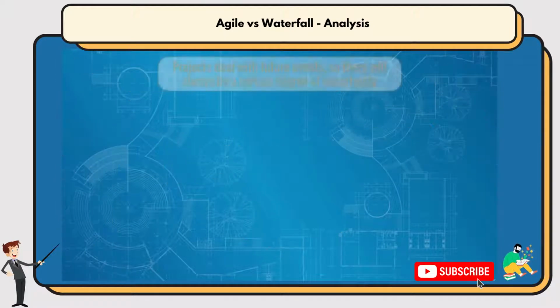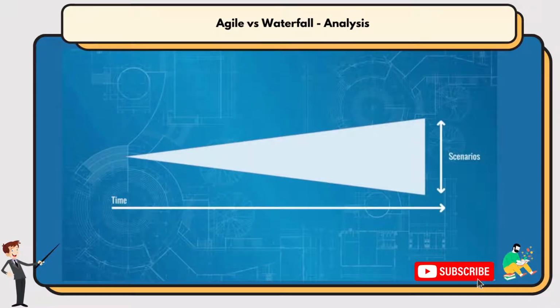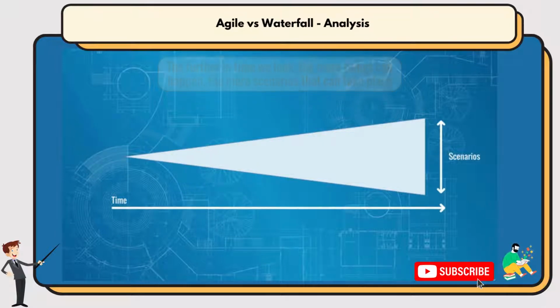As we know, projects deal with future events, so there will always be a certain degree of uncertainty. This degree, however, can make a big difference. Let's imagine it's represented by this cone. The further in time we look, the more things can happen, the more scenarios that can take place. The only sure thing is the actual moment, today.